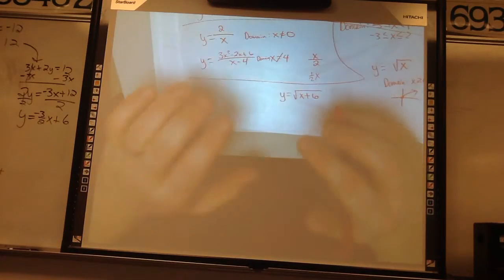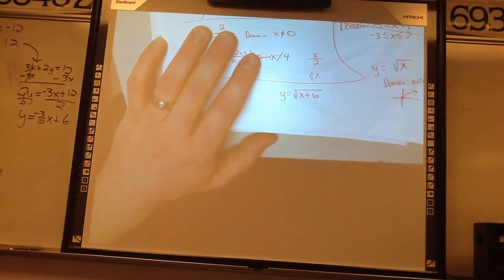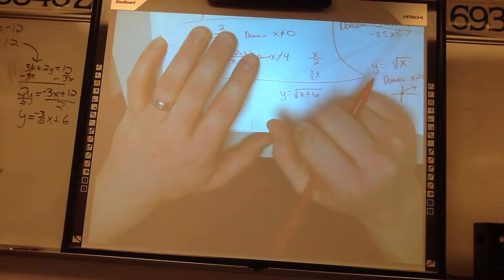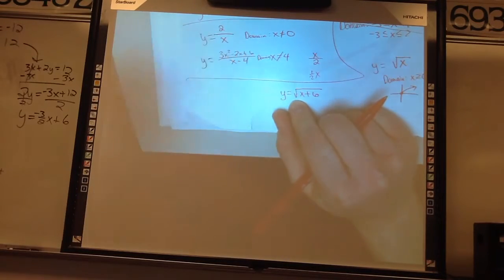So put the something in. Is x greater than or equal to 6? 6 plus 6 is 12, square root of 12, something. It can still be negative. It can be negative 6. Negative 6 plus 6 is 0, square root of 0 is 0. So then what's the answer? Greater than or equal to. But what happens when you go less than negative?